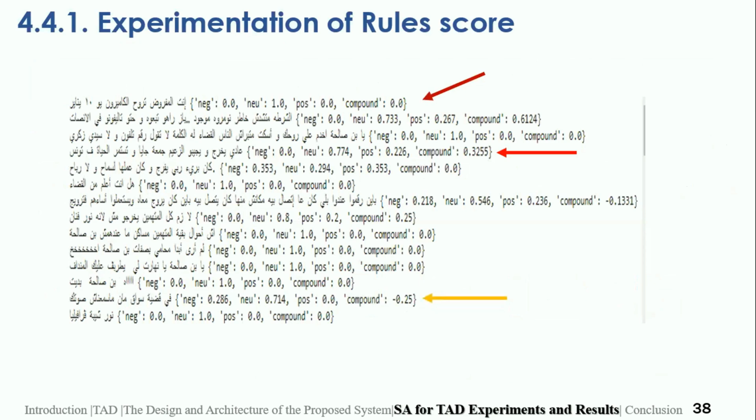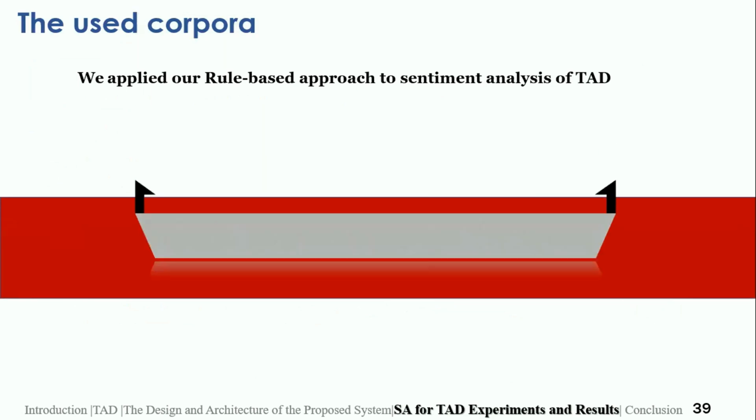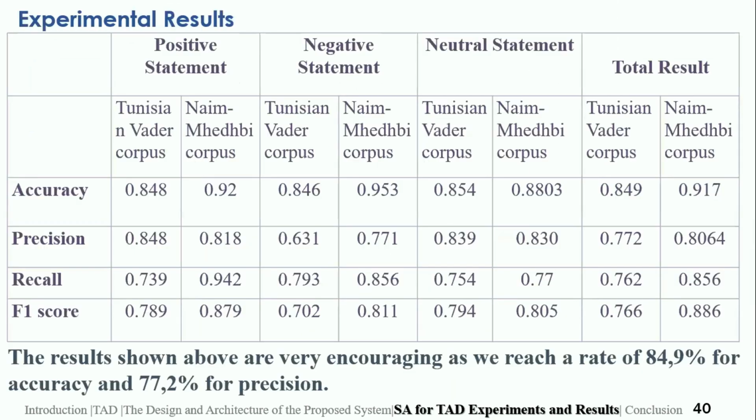This is the summary of our results. We applied our rule-based approach to sentiment analysis of TED on our corpus and on Naim Hadhri's corpus. Experimental results: the results shown above are very encouraging, as we reach a rate of 84% for accuracy and 77% for precision.